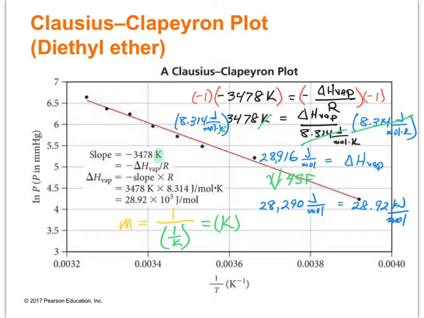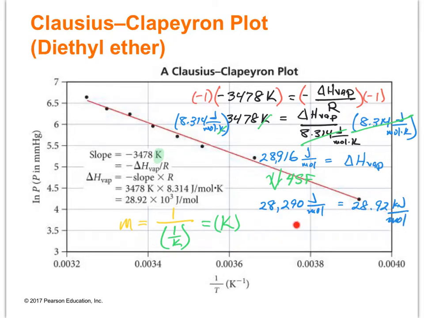This is a chemistry problem. Both of these numbers have 4 significant figures, so when we multiply those numbers, we'll get a result with 4 significant figures. When we round to 4 significant figures, we get 28,920 joules per mole. Or if we divide that by 1,000, we get 28.92 kilojoules per mole.